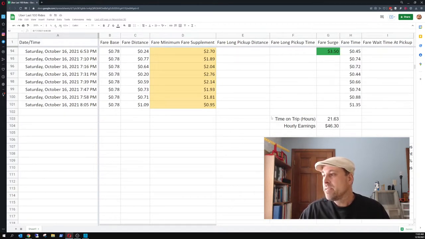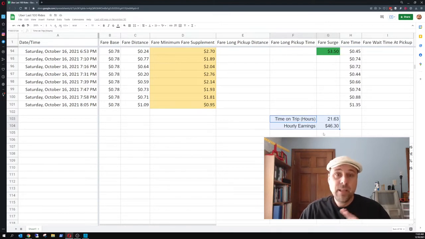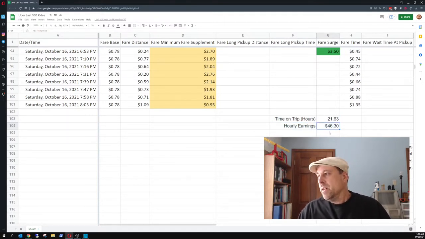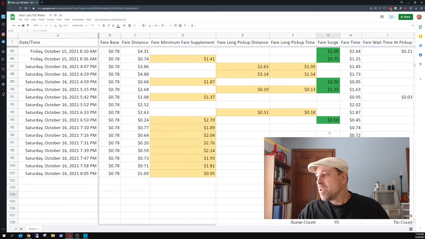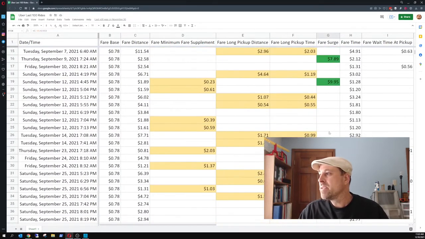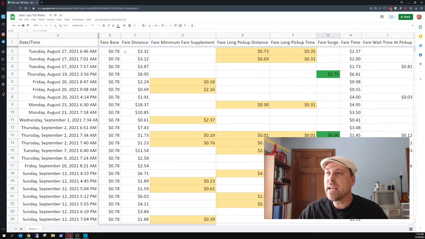Now, this is what you're looking at right here, this is the overall time on trips that I spent, 21 hours on 100 trips, and I earned $46.30 total per hour out of 100 trips. So like I said, your market might be different. You may not be able to earn this kind of money on hourly trips. So there's that. You can see all the different amounts that I got here.